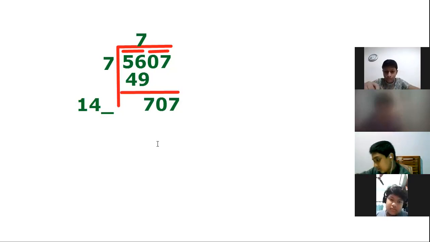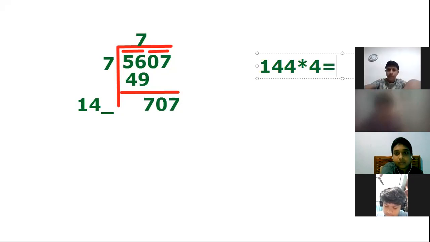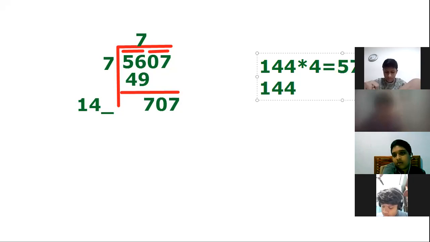Okay, while multiplying 144 into 4, what will be the answer? 144 into 4. It should be 576. And what about 145 into 5? Sorry, 145 into 5.